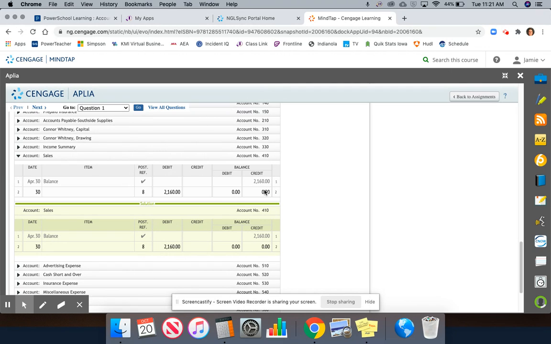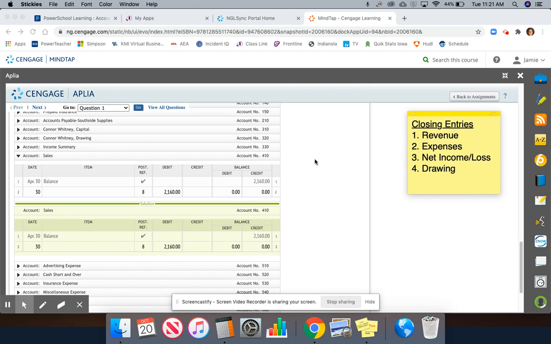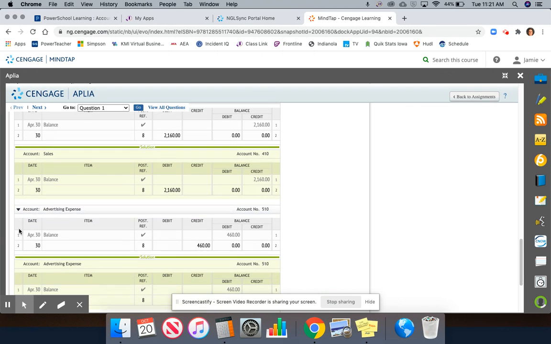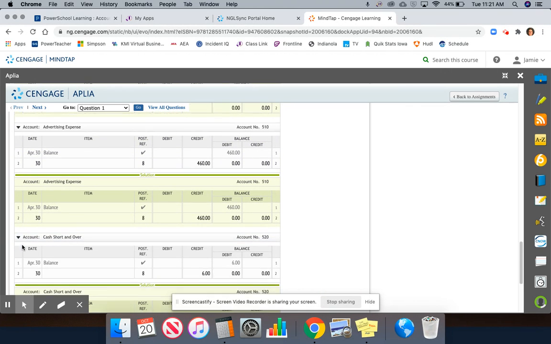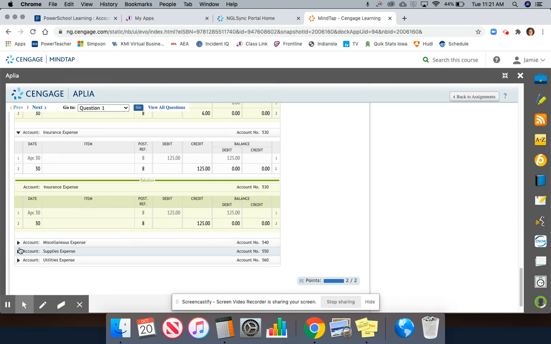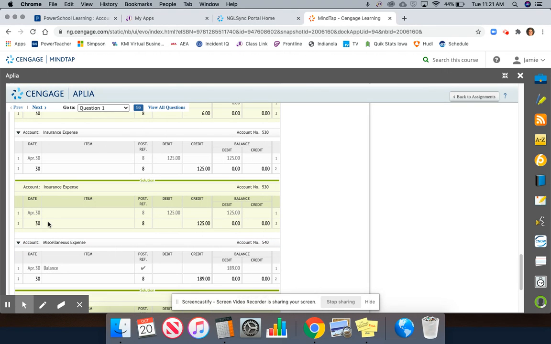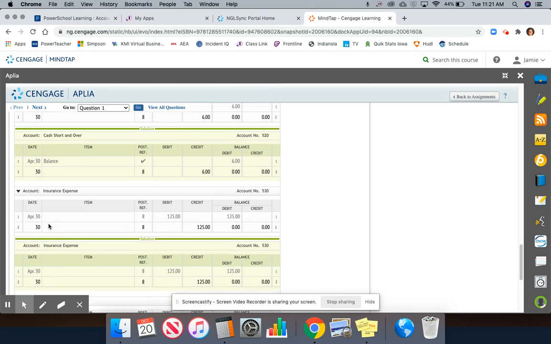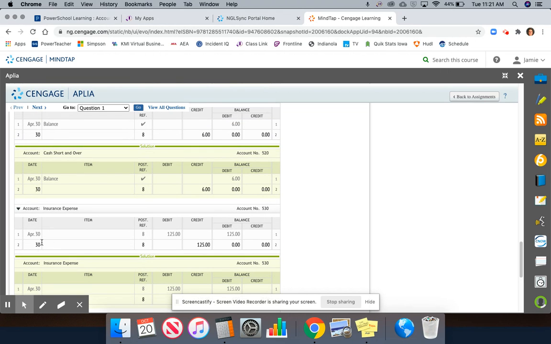Every one of our closing entries, sales, expenses, all of those accounts are going to be left with 0 balances after we're done posting. That's the whole goal. We're closing these out so they have a 0 balance to start out the new period. So you'll go through, post all of these, and that is section 8-2.